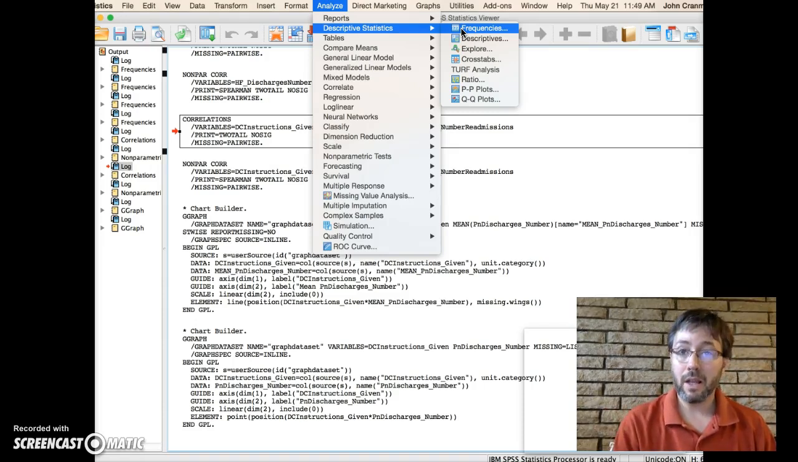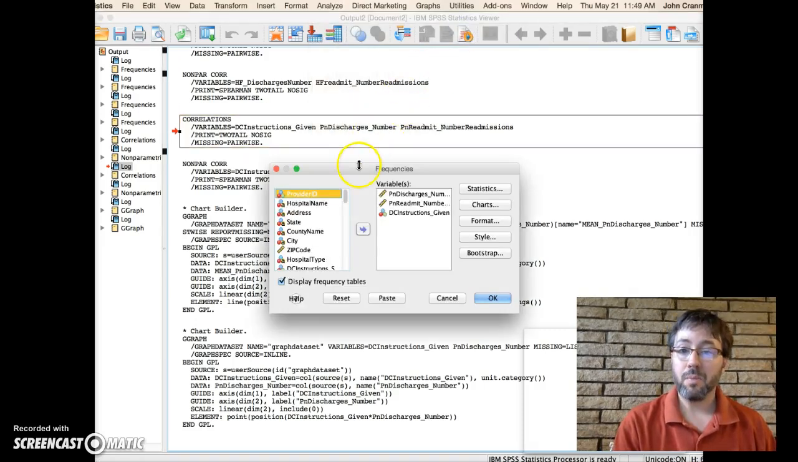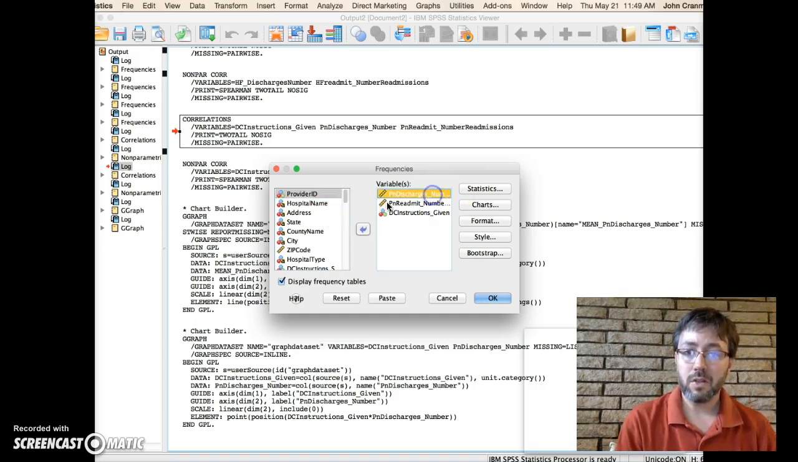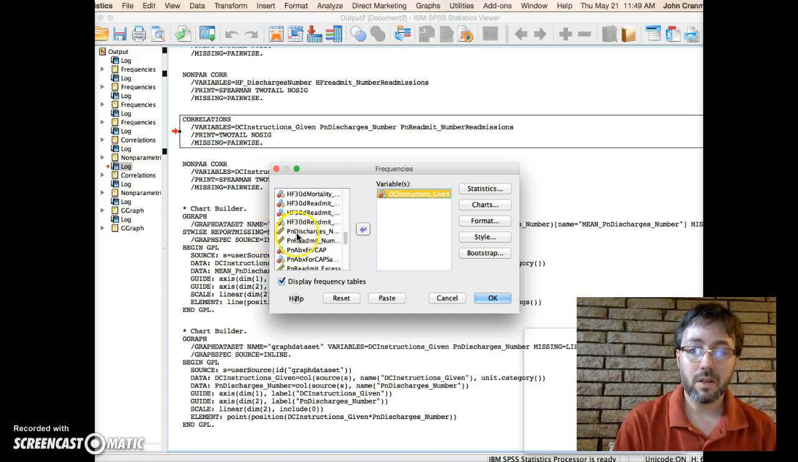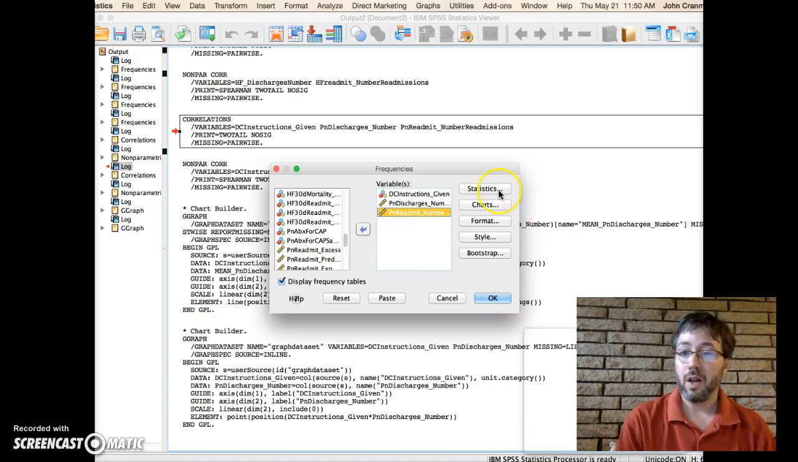So let's go to Analyze, Descriptive Statistics, and Frequencies, and we're going to pick some key variables. So let's look at pneumonia discharges from it should be in this list. I'll vacate my variable list so we find them all together. Let's look at how giving discharge instructions, the number of pneumonia discharges and the number of pneumonia readmissions can be described.